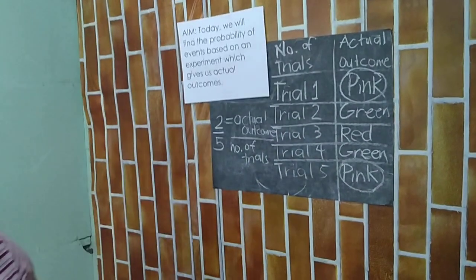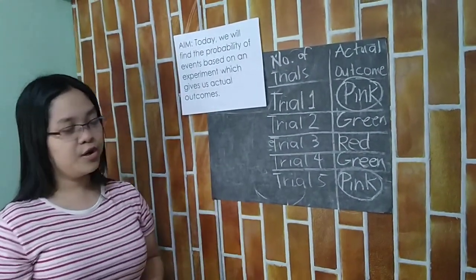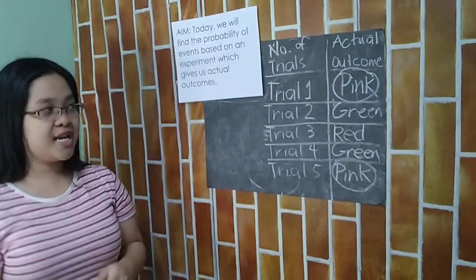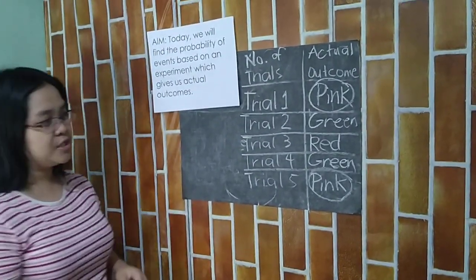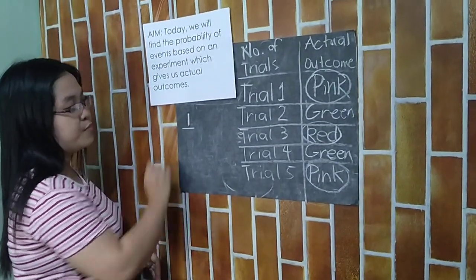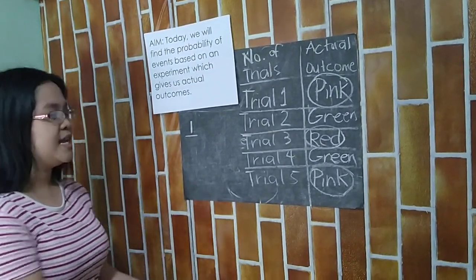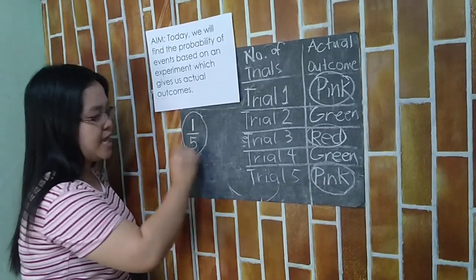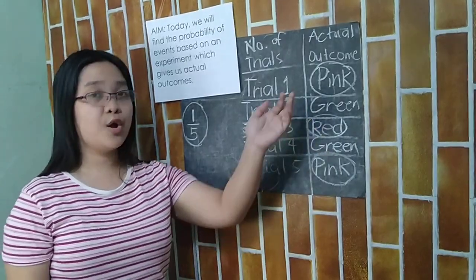Now, let's try another one. How about the color red? What is the probability of getting the color red from our experiment? Okay, so we have, as you can see, 1. So, 1 as the number of outcome. And how many number of trials do we have again? It's 5. So, this 1/5 is the probability of picking a red unit cube.